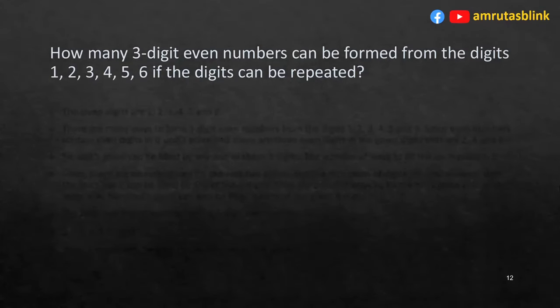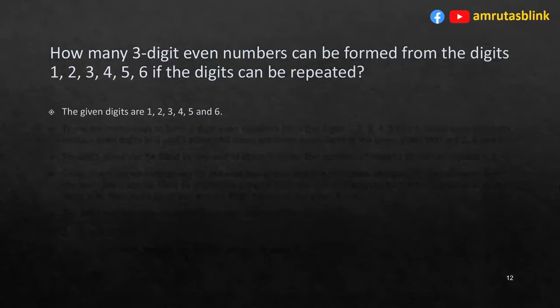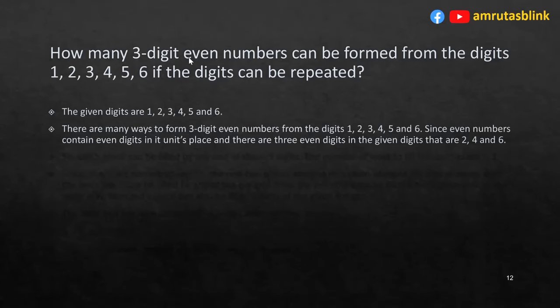How many 3-digit even numbers can be formed from the digits 1, 2, 3, 4, 5 and 6 if the digits can be repeated? Now there are 6 digits available with us, that is 1, 2, 3, 4, 5 and 6. Here also we need to create a 3-digit number, but one more condition is added, that we need to create 3-digit even numbers.